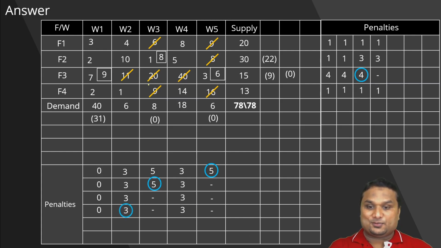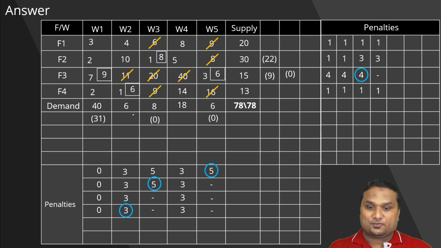Now I have to choose the lowest value. The lowest value is 1. So if I'm not transporting at 1 rupee, my cost of transportation will increase to 4 rupees. That is the meaning. This part is 13, this part is 6, so I can choose 6 here.